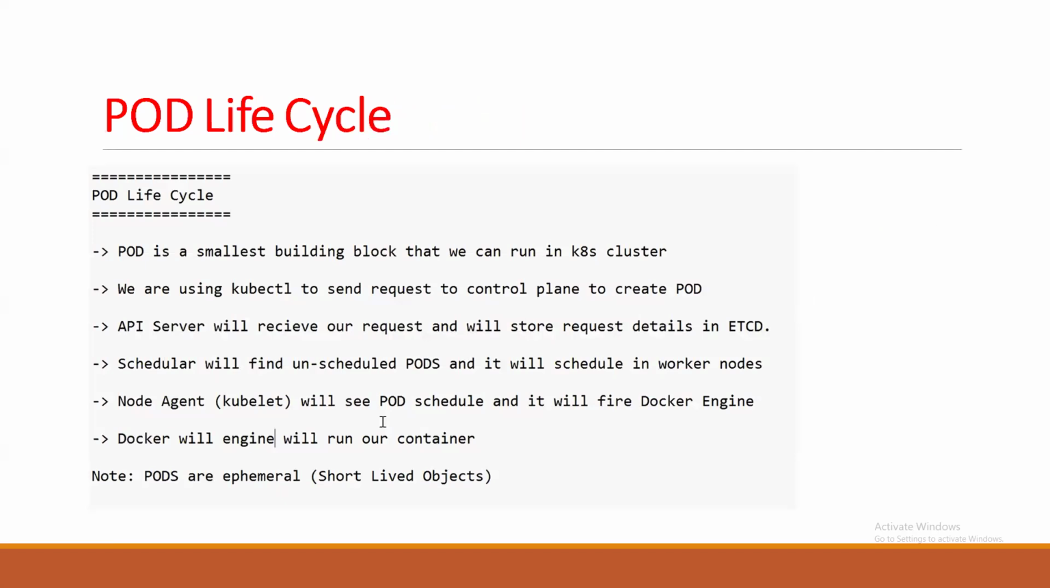Pod lifecycle: a pod is the smallest building block that we can run in a Kubernetes cluster. We use kubectl to send a request to the control plane to create a pod. The API server receives our request and stores the request details in etcd. The scheduler finds the unscheduled pods and schedules them on the worker nodes. The node agent kubelet sees the pod scheduled and calls the Docker engine, and the Docker engine runs our container. Pods are ephemeral, short-lived objects.